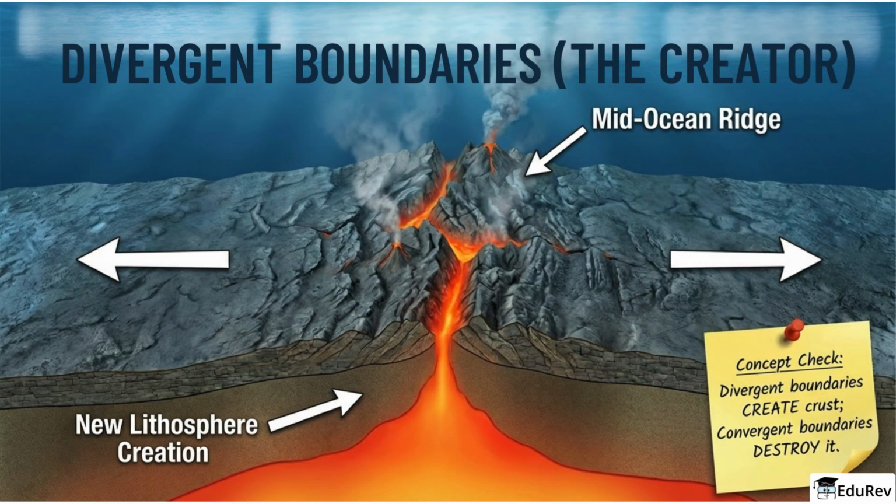At divergent boundaries, think creation. Plates pull apart, magma rises, and a mid-ocean ridge forms. This is where new lithosphere is created continuously. Keep the concept check tight in your head. Divergent boundaries create crust. Convergent boundaries destroy it. Many MCQs are just this idea in disguise.